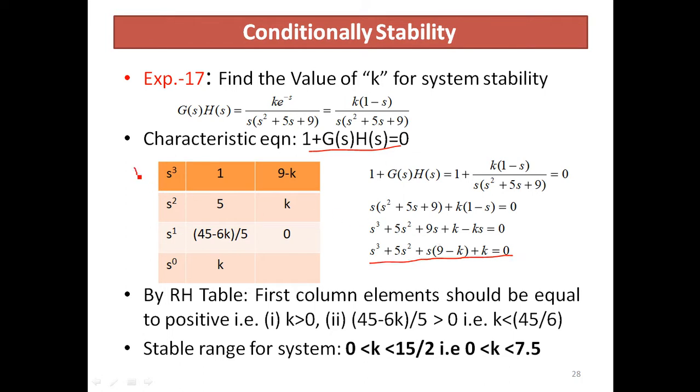Applying Routh's rule, your coefficients would be like this. The elements of the first column of the Routh array would be these. For the system to be stable, they should be greater than 0 and k should also be greater than 0. From here you can calculate that k is less than 45 over 6, that is 15 over 2. So the range would be 0 is less than k is less than 15 by 2, or 7.5.